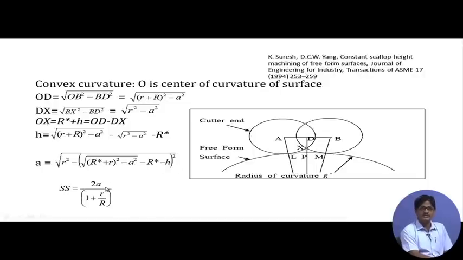Once we replace this, we get an expression of side step, which comes out to be a function of these three things: small r, radius of the cutter, radius of curvature of the surface, and scallop height. So, if we specify a definite scallop height for a particular tool and surface combination, we can find out the side step magnitude at any point on the surface.